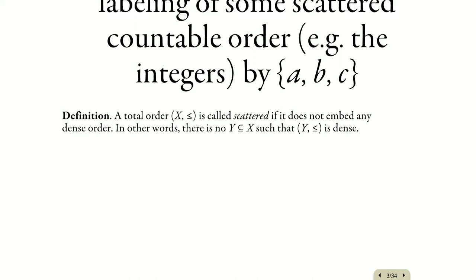So what is a scattered order? This is a notion that's due, I think, at least to Hausdorff. It originates with Hausdorff in the early 20th century or earlier, maybe. It's a very simple notion. An order is scattered if you cannot find a dense order inside it. So you cannot eliminate positions such that after the elimination, it's dense. That's being scattered. You cannot find a dense suborder. Okay?